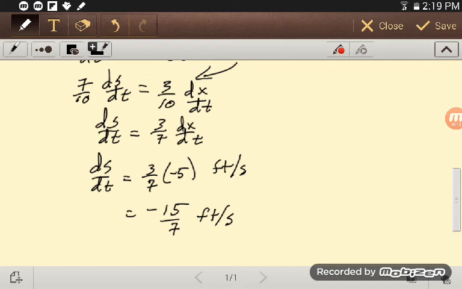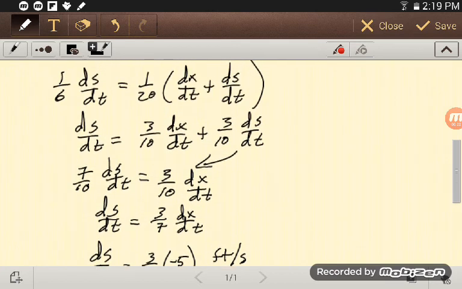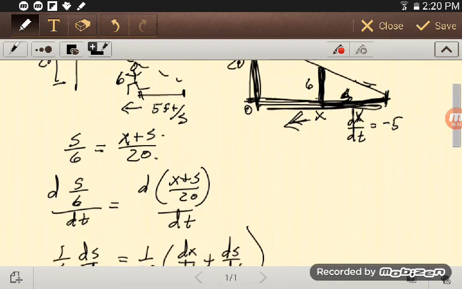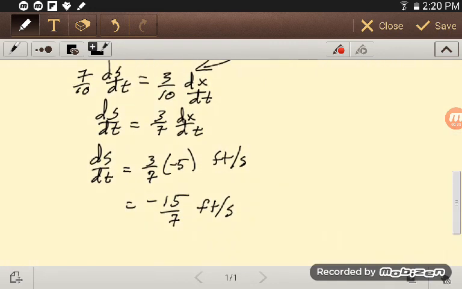And notice, though, there was no x to put in, so it turns out that if we are walking in at a constant rate, our shadow is also shrinking at a constant rate. That's interesting. I don't know that I ever remembered that, but that's what we get. So that is number 30.